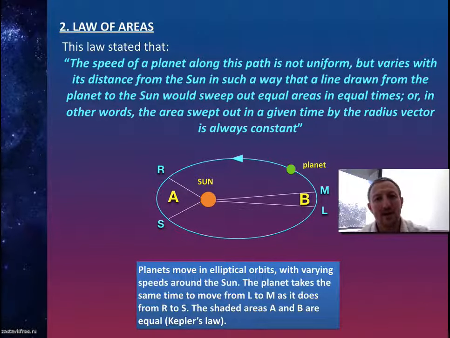In each case, we're going to have exactly the same area which is going to be created. So that's his second law, that basically equal areas will be swept out in the same time, but it's going to change the speed at which this occurs.